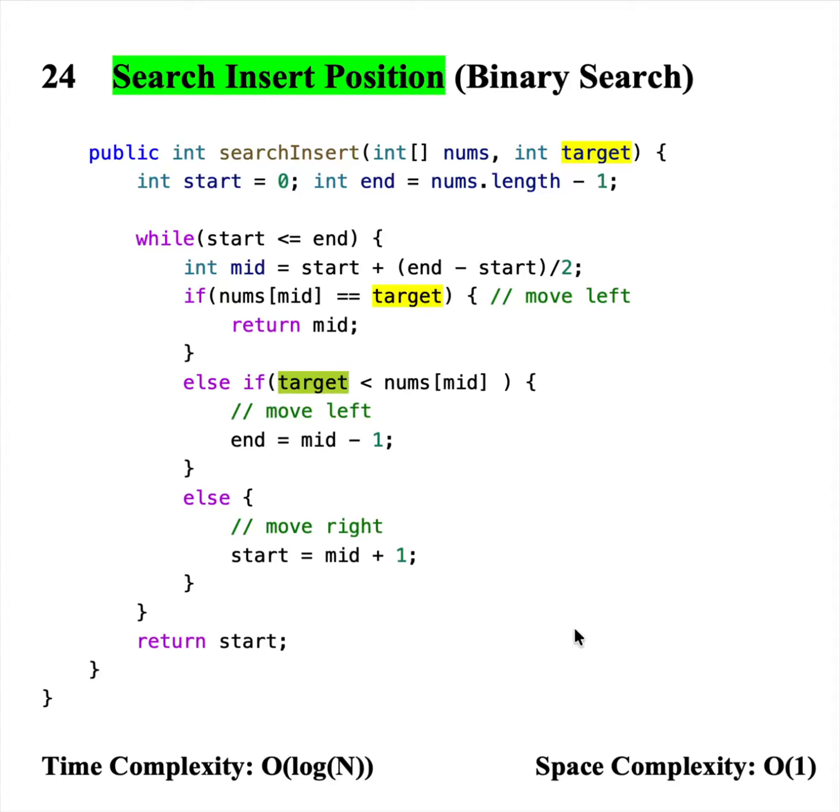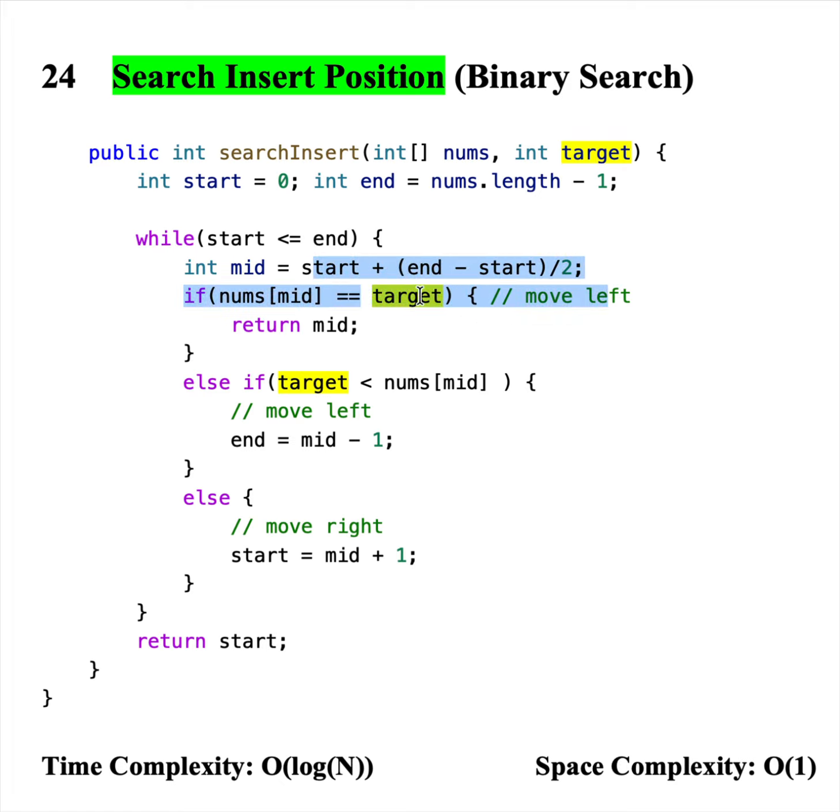This is the binary search problem. Given the sorted array, return the index of the target element. We initialize the start and end pointers and traverse from both the ends. Every time we calculate the mid, and this is the formula.